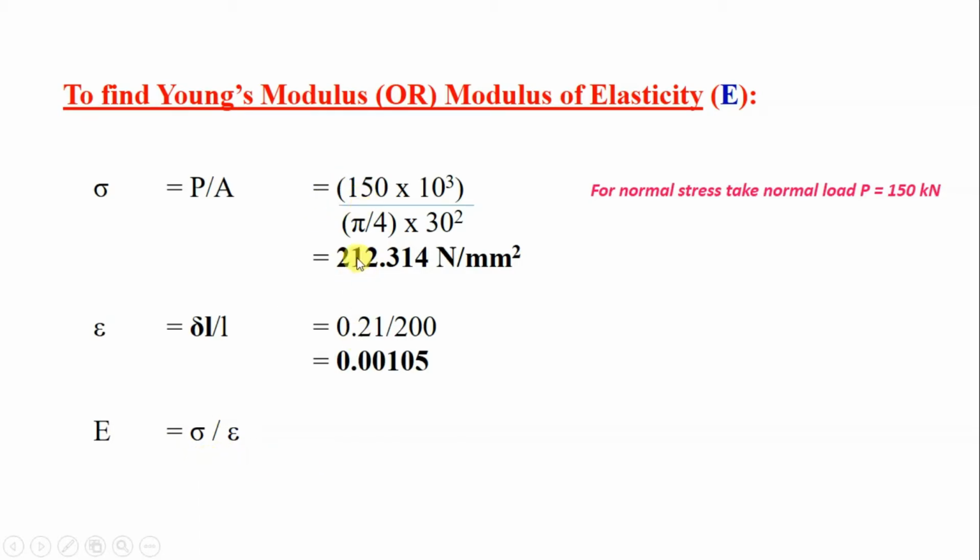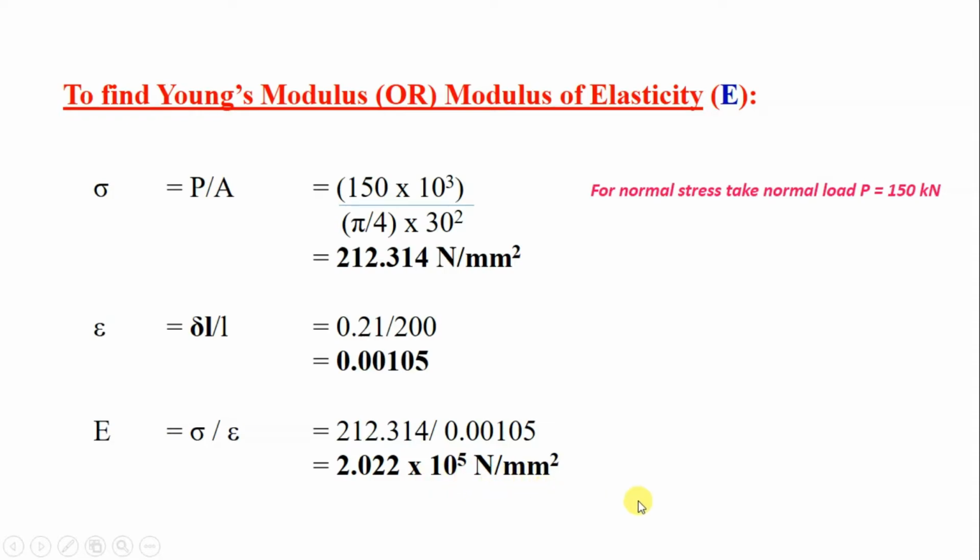So your sigma value is found as 212.314 and the strain value is found as 0.00105. If you divide these two, we get 2.022 into 10 power 5 Newton per mm square.